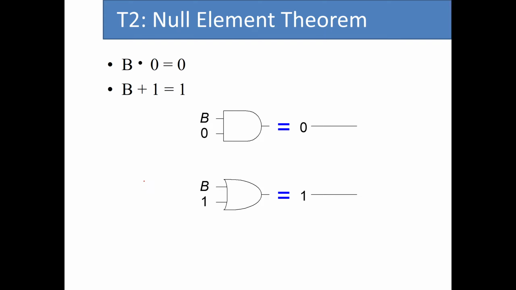So the next theorem that we have is called the null element theorem, and we can again use the basic axioms to prove that they are correct. The null element theorem itself specifies that if you AND a variable b with 0, the output is going to be 0. You can think of it as a multiplication. If you multiply any variable with 0, the answer is 0. And that's basically what we have here.